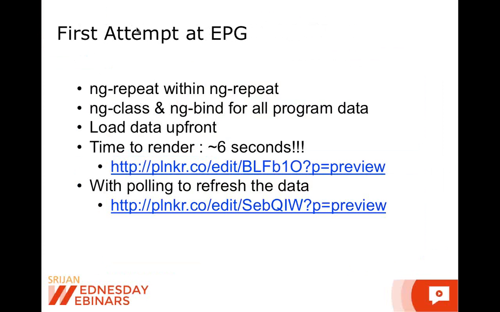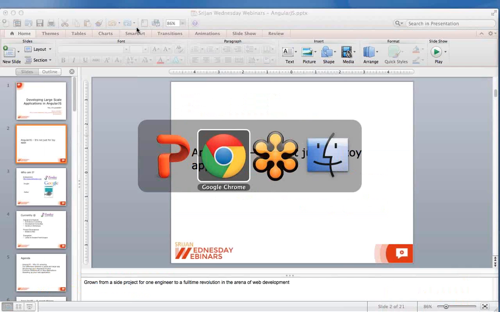So the very first attempt at the EPG was saying, look, let's keep things as simple as possible. Let's use ng repeats for each of the channels and ng repeat within each channel for each of the programs. And we would use ng class and ng bind to get the data from our controller into the UI. And again, initially, let's load all the data. How bad could it be? It might be half a meg to a meg over the wire. How bad could it be? So let me quickly jump to a plunker to see how that works.